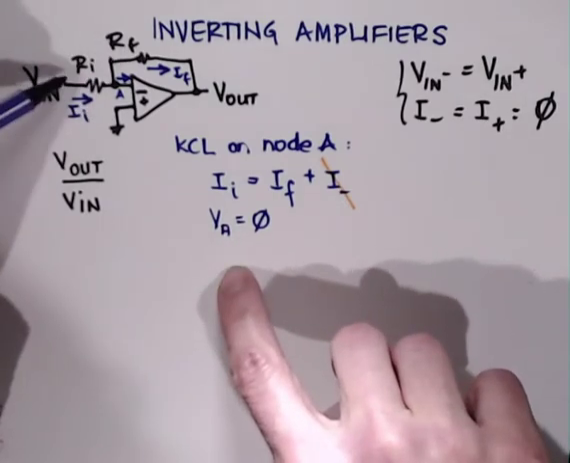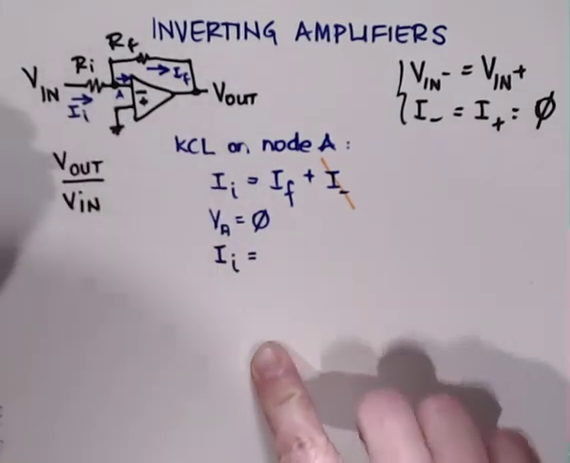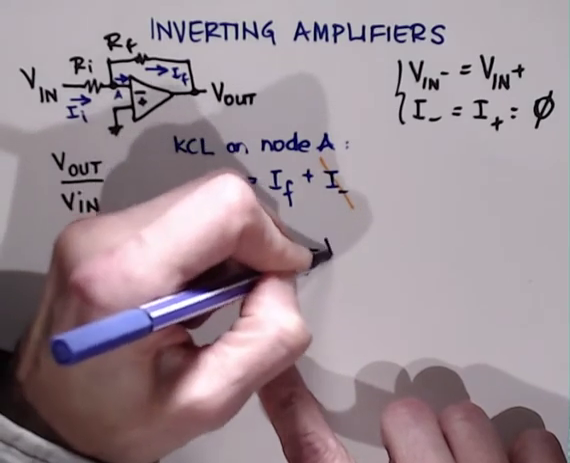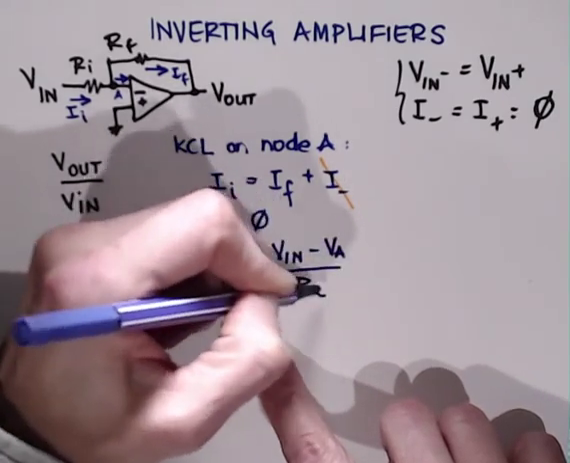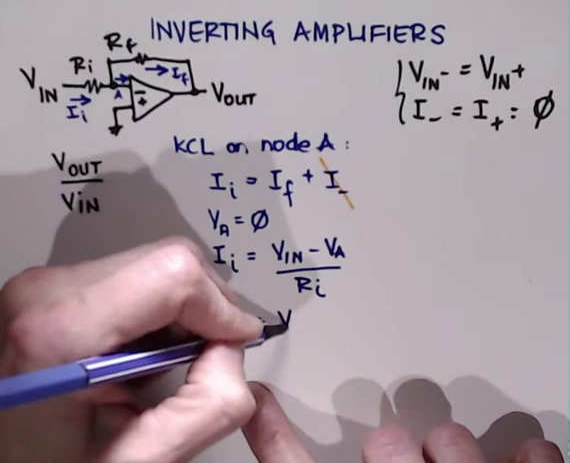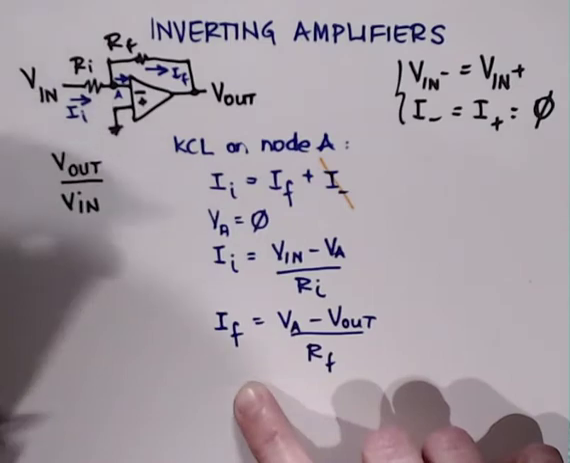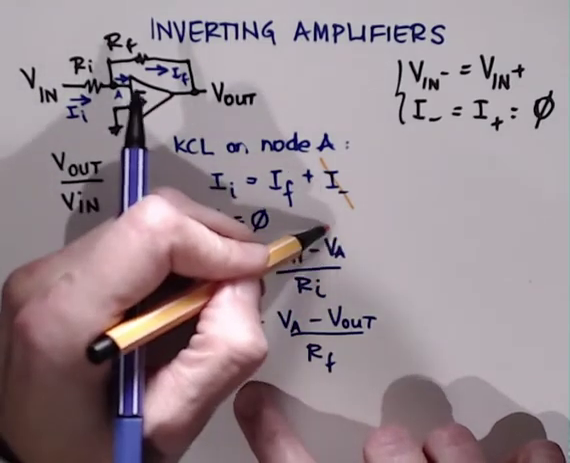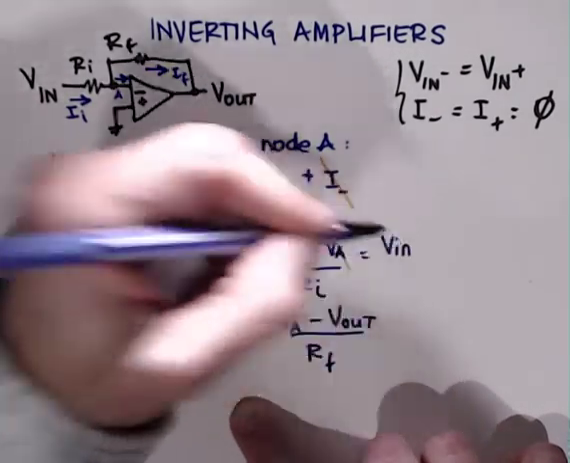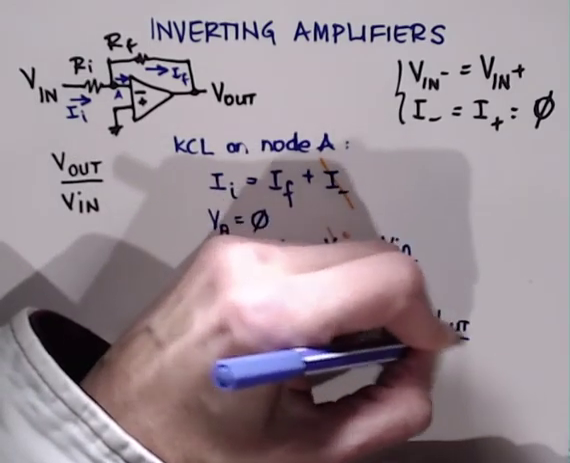So I can write Ohm's law for both. For I sub I, Ohm's law will be V in minus VA, which is going to be 0, over RI, and IF will be VA minus V out divided by RF. But again, VA equals 0. So I'm going to simplify both by writing V in over RI, and this will be minus V out over RF.